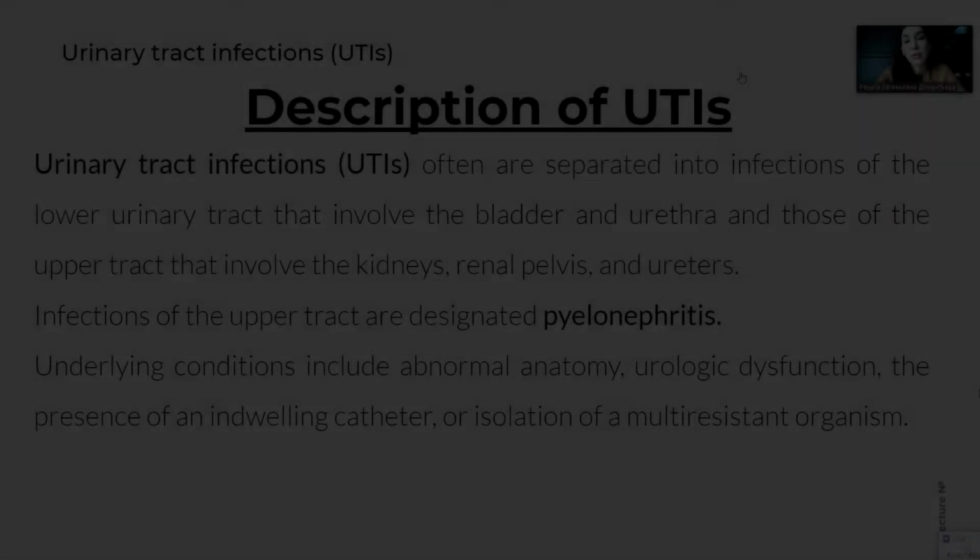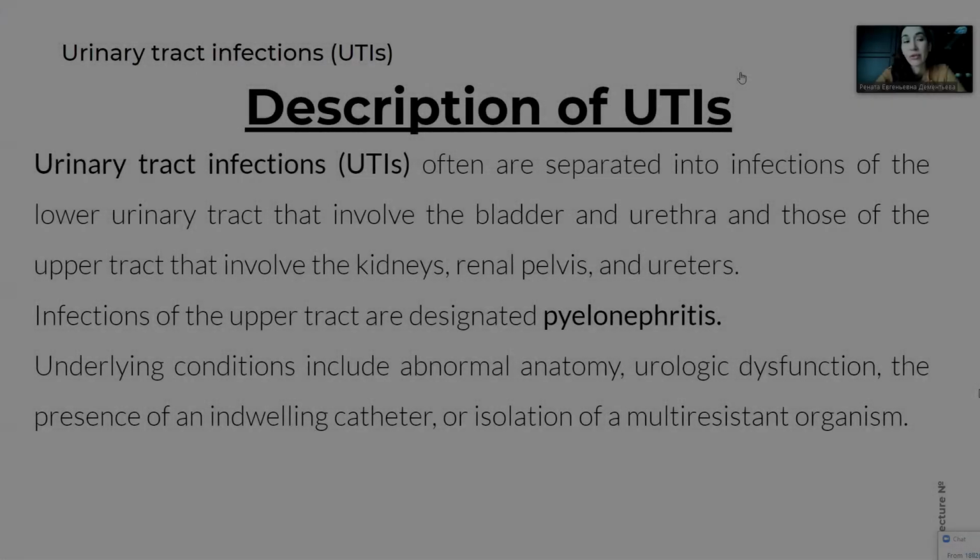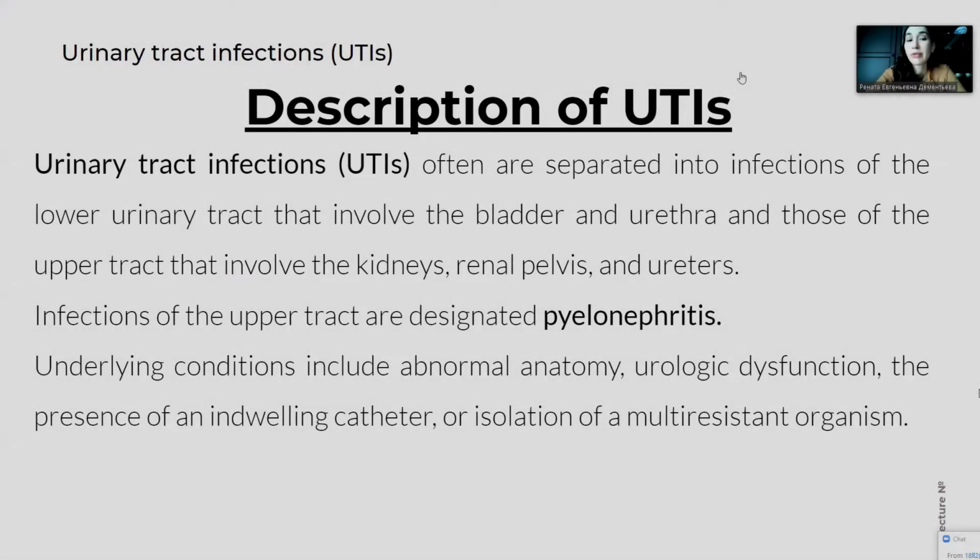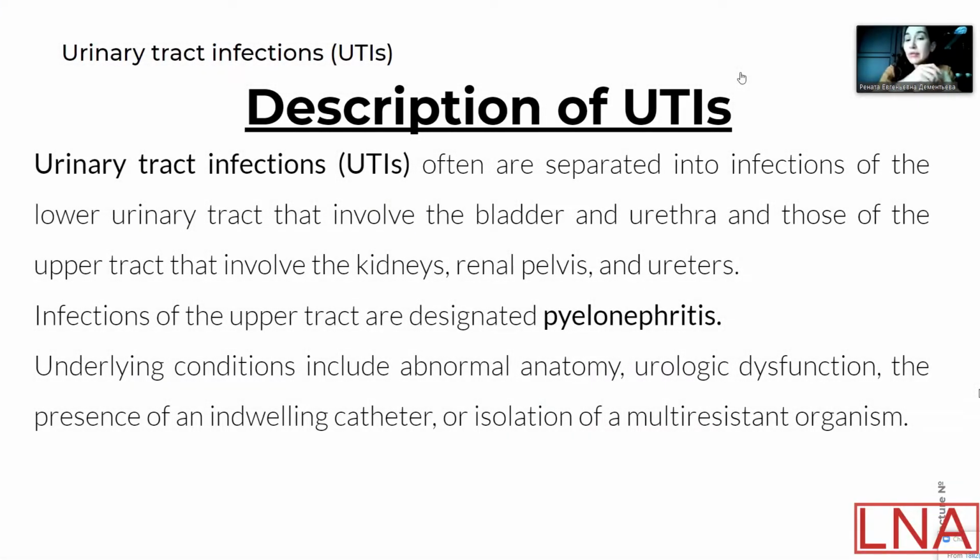Urinary tract infections are separated into infections of the lower urinary tract, which involve the bladder, the urine bladder, and urethra, and those of the upper tract, which involve the kidney, renal pelvis, and ureters. So they involve the lower part of the urinary tract and the upper part of the urinary tract.